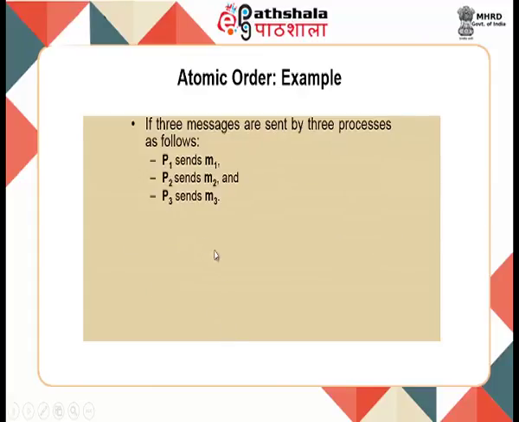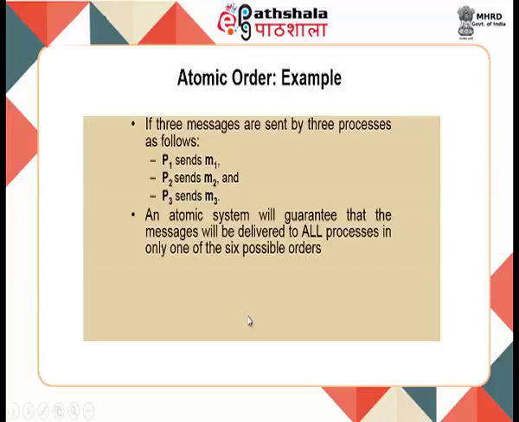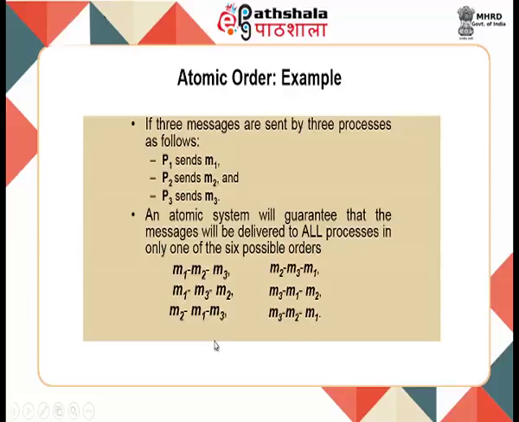So, here is an example. P1 sends M1, P2 sends M2 and P3 sends M3. An atomic system will guarantee that the messages will be delivered to all processes, all receivers, in only one of the 6 possible orders. So, it can be M1, M2, M3, or M1, M3, M2, or M2, M1, M3, and so on. Any order, but P1 receiving in one order, P5 receiving in another order and P7 receiving in yet another order cannot happen.